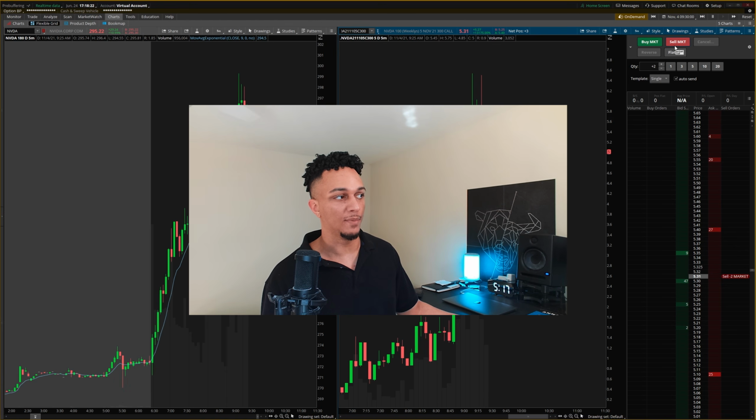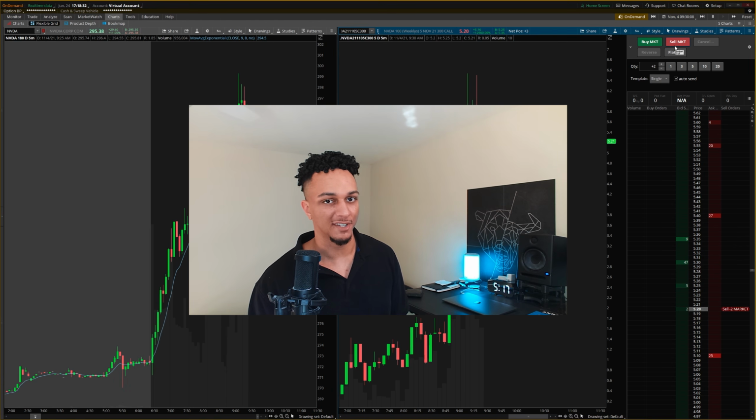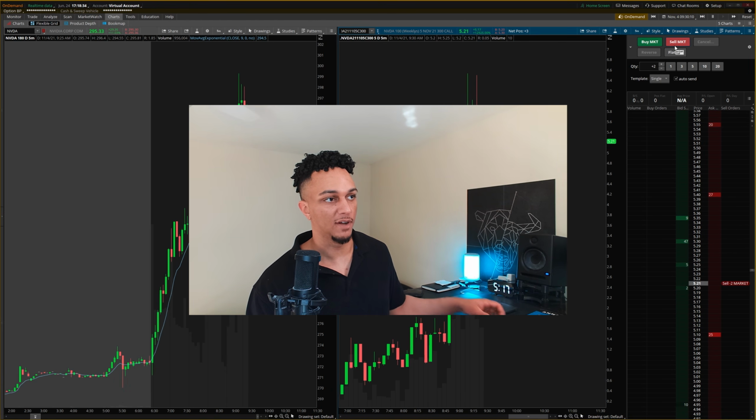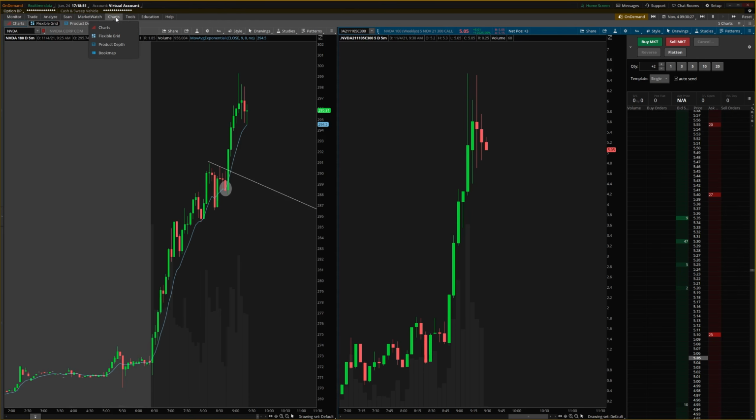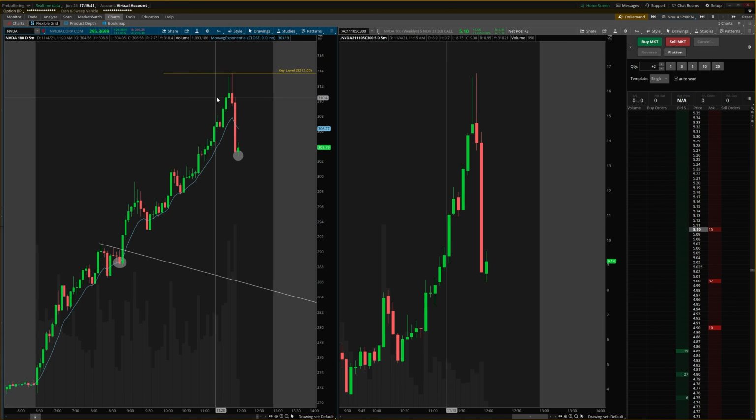There's nothing to really worry about. I'm not losing any money. I'm just giving back profits, so I'm not really concerned about giving back my profits because I already locked in. How much have we locked in so far? On this trade alone, we've already locked in about $2,200, which is pretty good if you ask me, in about an hour of work. The price got all the way up to 313, and you see this giant red candle.